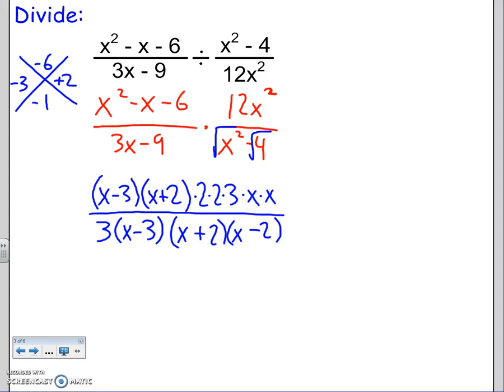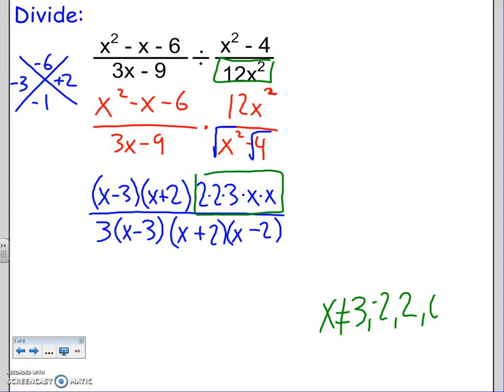For my restrictions, x cannot be. First one is 3 has no restriction, but x minus 3 has a positive 3 restriction. X plus 2 has a negative 2 restriction. X minus 2 has a positive 2 restriction. Remember, when we're dividing, you have to check the original bottom right here, meaning this part. Also have one restriction, x cannot be 0.